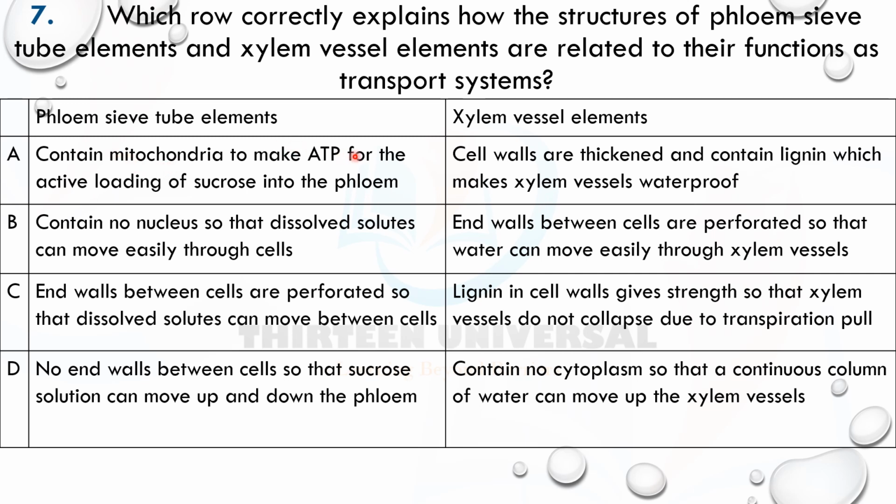Contain mitochondria to make ATP for the loading. Now, the phloem sieve tube element does not have the mitochondria that you use for the loading of sucrose. It is found in a companion cell, not in the phloem tube element. The mitochondria in the companion cell provide ATP for loading of sucrose, and that aspect is just pumping out hydrogen ion. Is that okay? All right, so this is wrong.